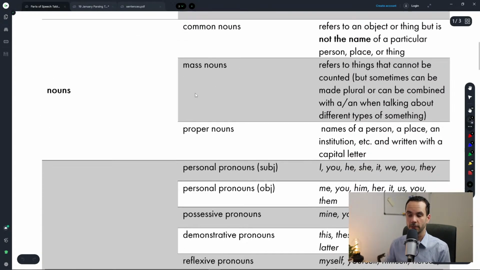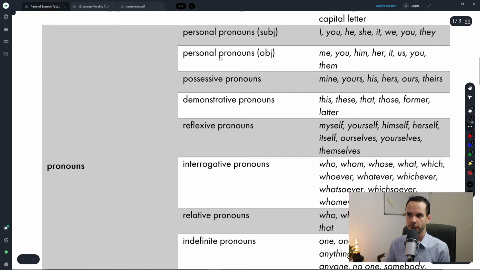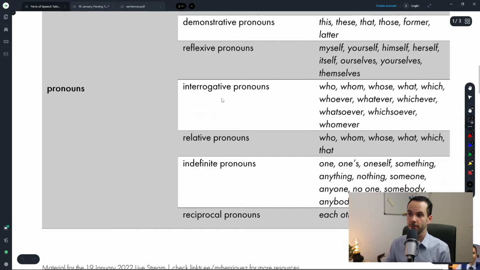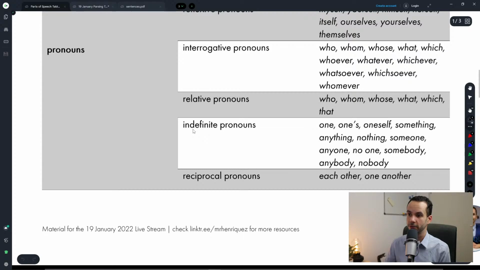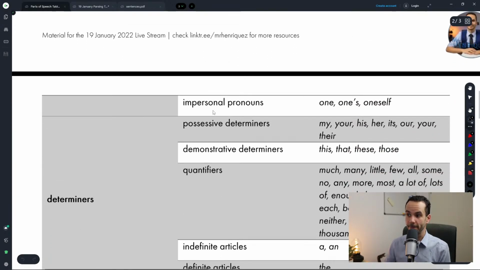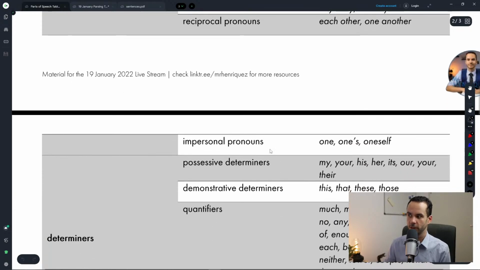We have our nouns, our mass nouns, proper nouns, lots of pronouns: personal pronouns, possessive pronouns, demonstratives, reflexive pronouns, interrogative pronouns, relative pronouns, indefinite and reciprocal pronouns, impersonal pronouns. Oh, I forgot to take them out here, but I put the impersonal pronouns as a separate category because I think that's a bit interesting.